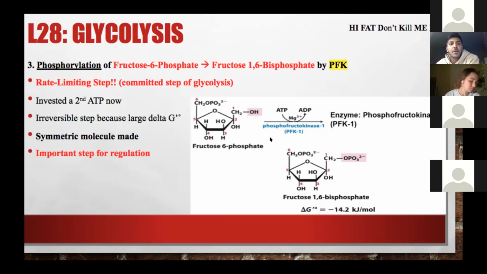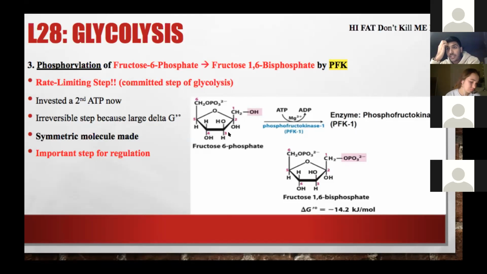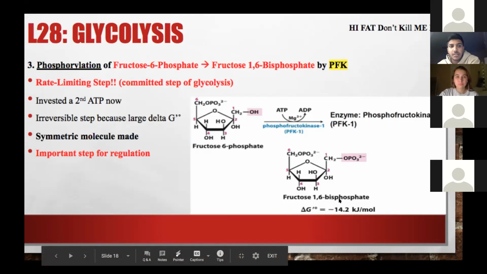And this is actually going to be your rate limiting step, and this is going to be through PFK1. The reason why this is the rate limiting step or the committed step is because now you've invested a second ATP, right? So in that first reaction with the hexokinase, you're using 1 ATP, and now you're using your second ATP. And so once you've used up that energy, you're kind of committed to this process. And you can see the delta G is going to be really negative. And so this is kind of an irreversible step essentially.